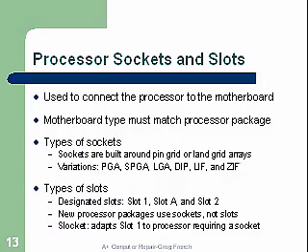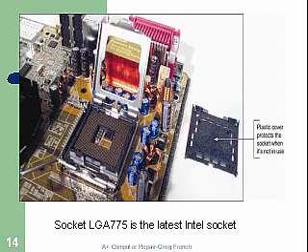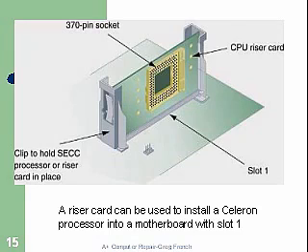Sockets. This looks like Slot 1 to the processor requiring the socket. Here's a little plastic cover used to cover your land grid array when you don't have a CPU installed. Here we have the riser card on the motherboard. It can be used to install a Celeron processor in a motherboard with Slot 1.